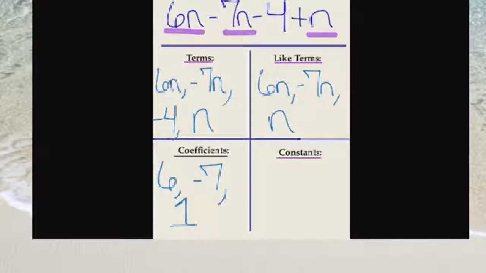Last but not least, our constants. Remember, our constants are any terms that don't have a variable with them. In this case, our constant is negative 4. We just have 1 in this case. Sometimes there's more, sometimes there's less. All right, let's try another one.